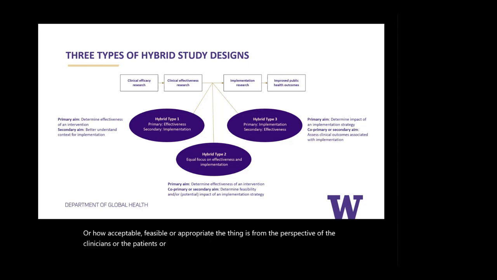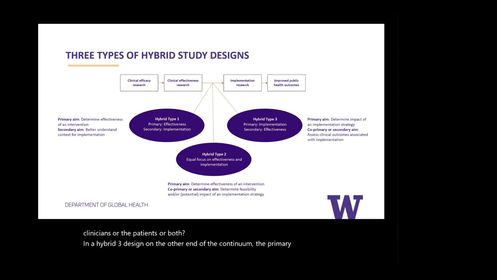In a hybrid three design, on the other end of the continuum, the primary aim is to determine the impact of an implementation strategy, and the secondary aim is to assess the health outcomes associated with implementing the intervention in the way that it's being implemented in the study.